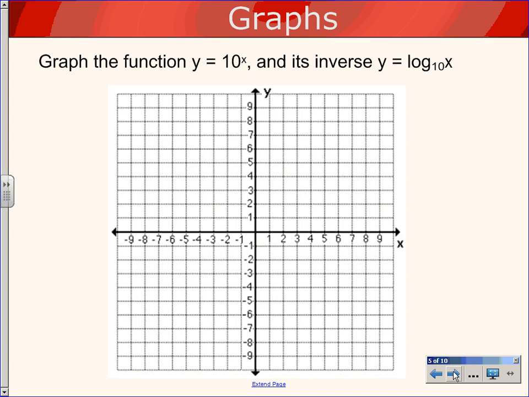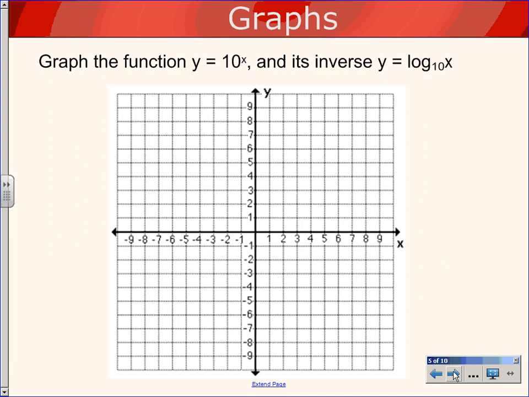Let's try some graphing. Graph the function y equals 10 to the x and its inverse, which is y equals log base 10 of x. So this is actually a tricky one to graph. It's not that it's that complicated, but it's really hard to get good points.